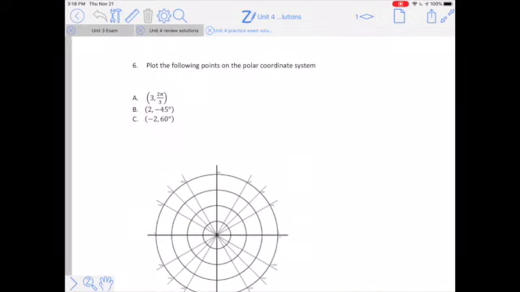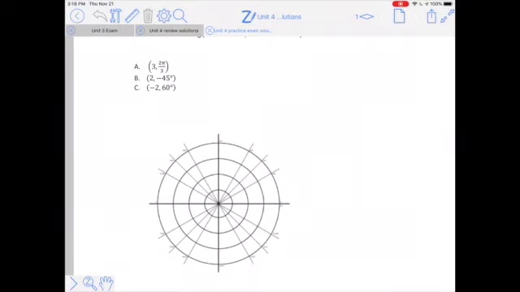Okay, we just need to plot a couple of points here in the polar plane. Point A, 3 for the radius, so we need to be on the third circle here. And then it needs to be an angle of 2 pi thirds. Now that's in radians, so you can either keep it in radians or convert it to degrees, knowing that this is 30, 45, 60, 90, 120, 135, 150, so 2 pi thirds.